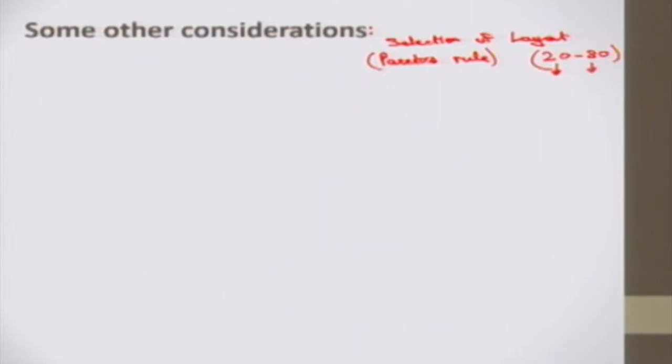Next, I would like to take certain considerations for the selection of the layout. One of the methods is Pareto's rule. Pareto has a 20-80 rule. He says that 20% of the items contribute to 80% of the cost, and 80% of the items contribute to 20% of the cost. For example, in an automobile, the number of such items is 20%.